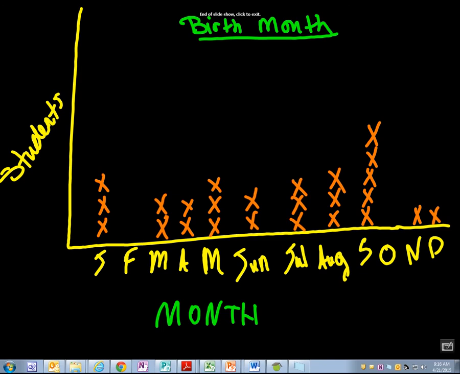Now, is this clustered or is this spread? It's very spread. It's pretty spread. Yep. Okay, so it's pretty spread. Is it skewed left or skewed right? If anything, it's almost skewed right, but that's only because we have no Octobers and we have only one November and one December.